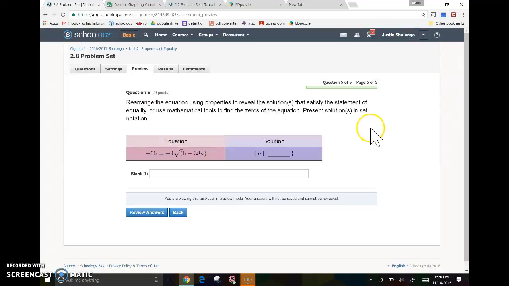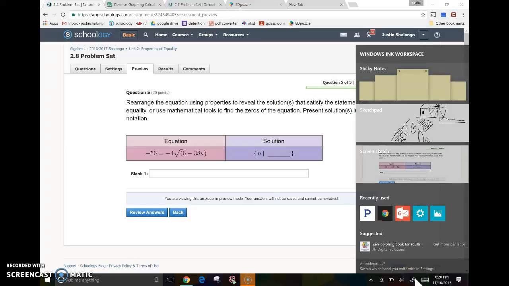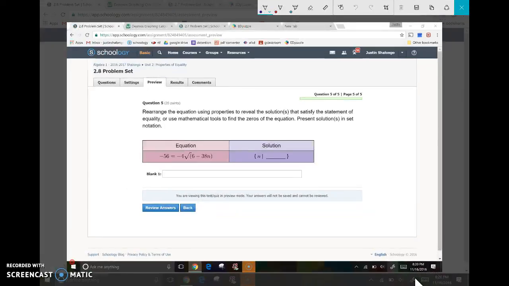Okay, so I just want to do an example video on lesson 2.8. The big thing here was the squaring property of equality. So we learned that we can square both sides to get rid of a square root. So I'm not going to go into all the steps of solving.